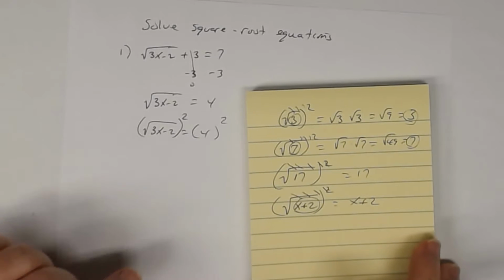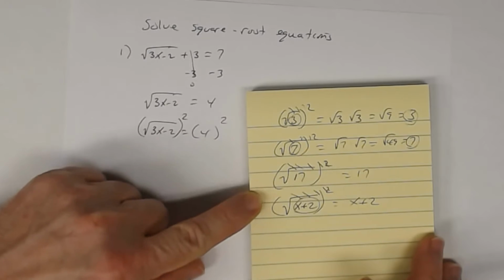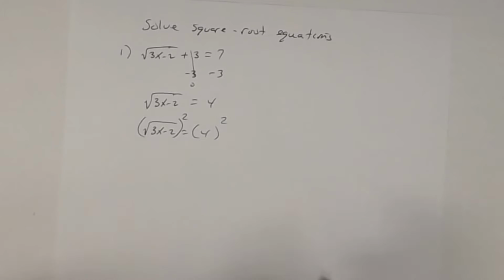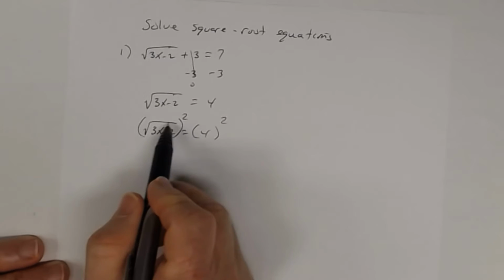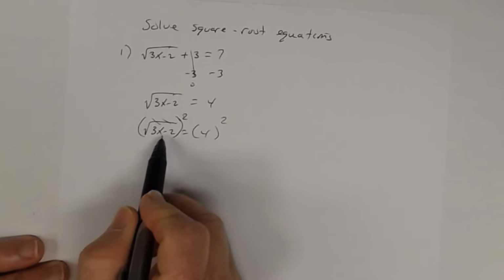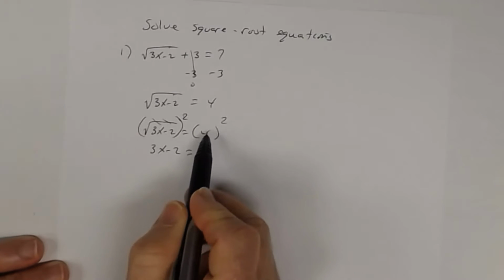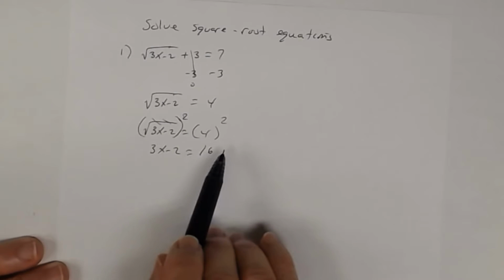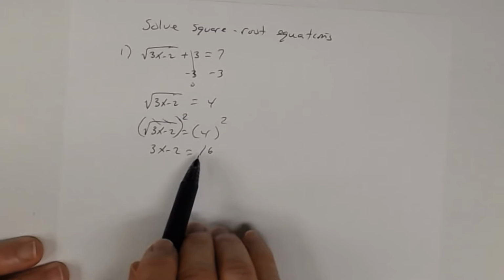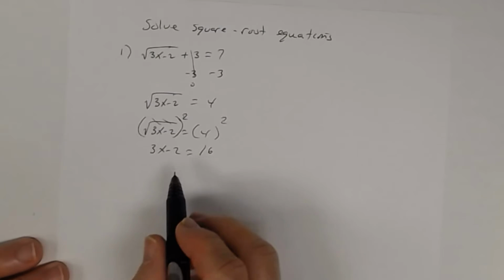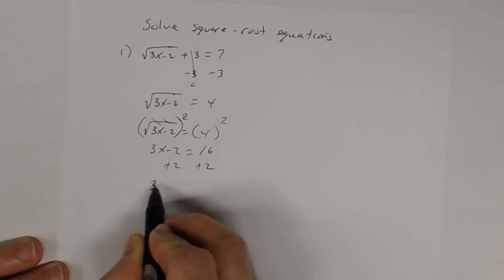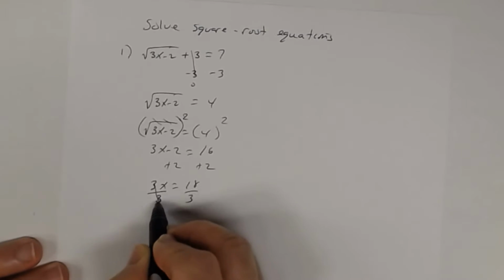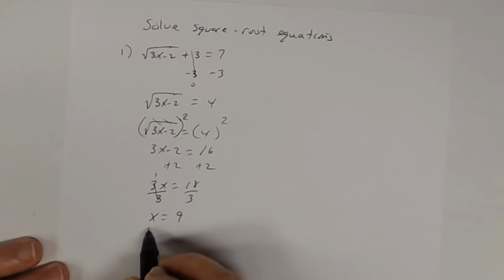All right? So just remember there's some things that you've learned in the past that you can apply to many ideas in mathematics. Using that idea, the square and the square root will undo each other. So I'm left with 3x minus 2 is equal to, and then 4 squared is 16. Notice I went from a square root equation to a linear equation. And we all know how easy it is to solve a linear equation. So I'm going to add 2 to both sides. So I get 3x equal 18. And then to get x by itself, I'm going to divide both sides by 3. So I get x to be 9.